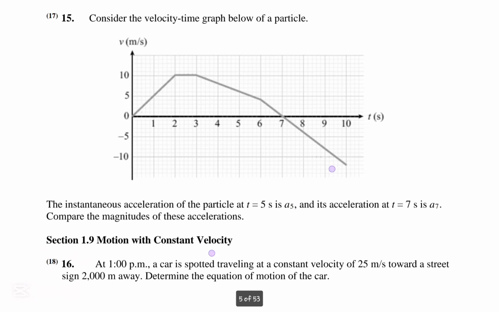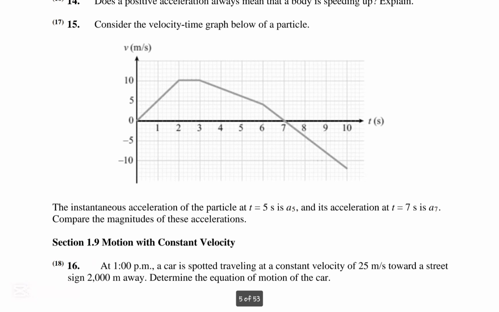So now we'll move on to question 15. What does it say? It says, consider the velocity time graph below of a particle. The instantaneous acceleration of the particle at time 5 is a5. So where's time 5? a5. And the instantaneous acceleration, here you need to draw the tangent. It's already a straight line. So you find the slope of the line and you will get a5.